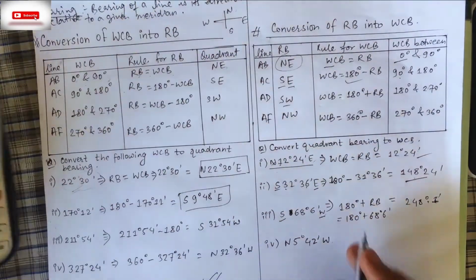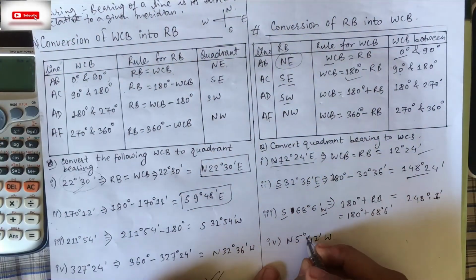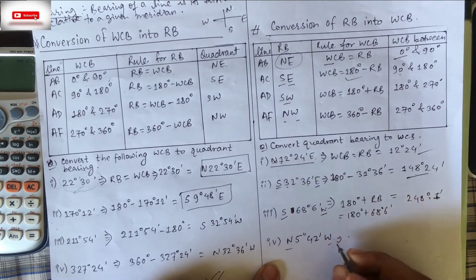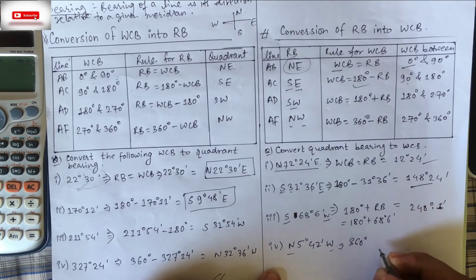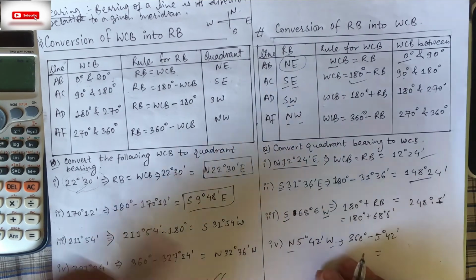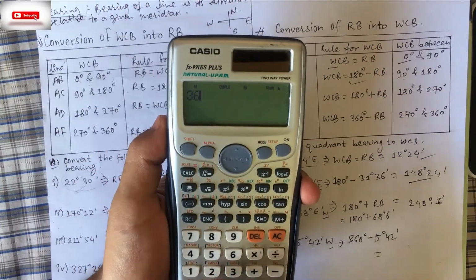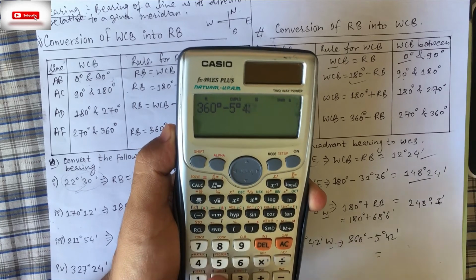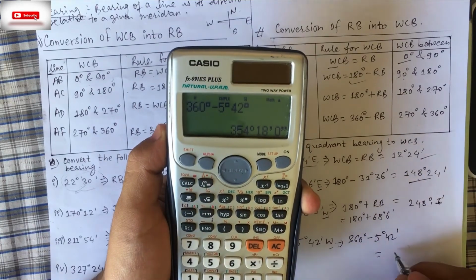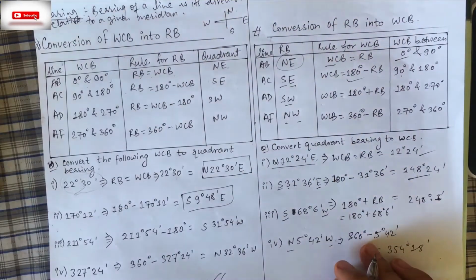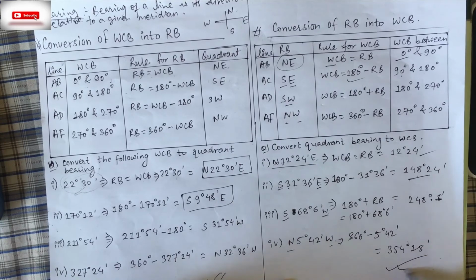Now the last one, north 5 degree 42 minute west. It is northwest, so we'll use this one: 360 degree minus RB, which is 5 degree 42 minute. So 360 degree minus 5 degree 42 minute will give 354 degree 18 minute. Okay friend, this is our answer.